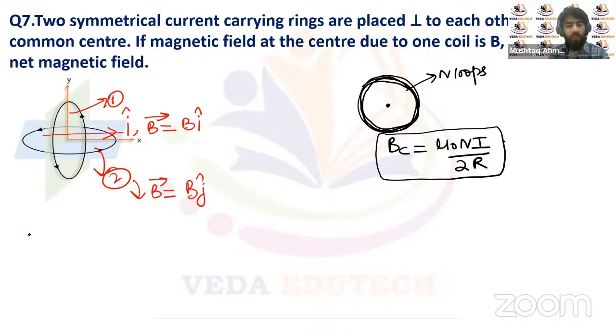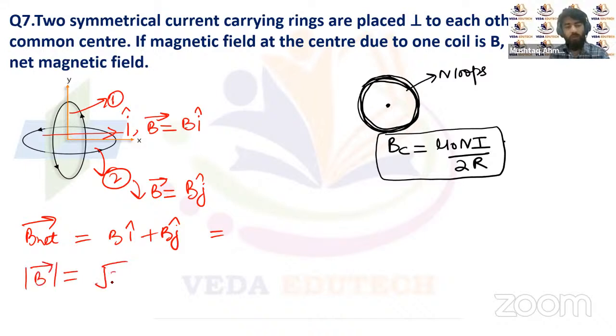So the net magnetic field at this point will be B net equals P i cap plus P j cap, having the magnitude equal to P for each of these coils. If we talk about the magnitude only, the net magnitude will be root 2 P. So this will be the net magnetic field at the common center of these two circular loops placed perpendicular to the plane of each other.